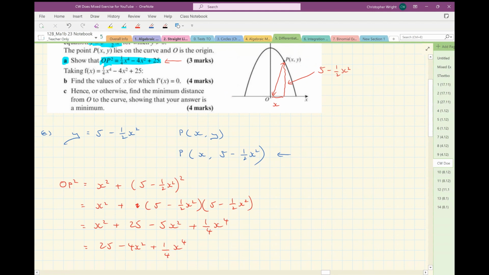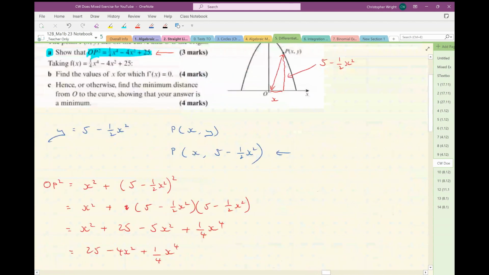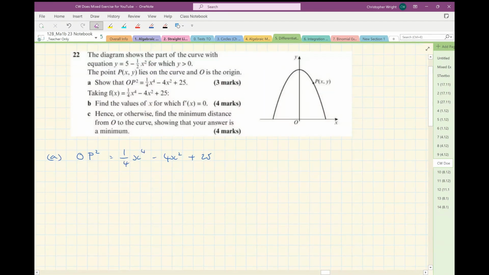Now I've been asked to show that OP squared equals that expression in the question, and look at that. I've done that, and so that's part A complete. Right, part B. Remember, in part A, we found an expression for the distance from the origin to any point on the curve. Now we're looking at part B.